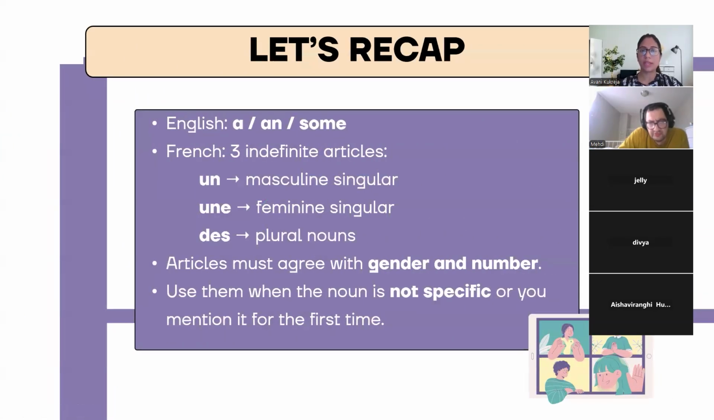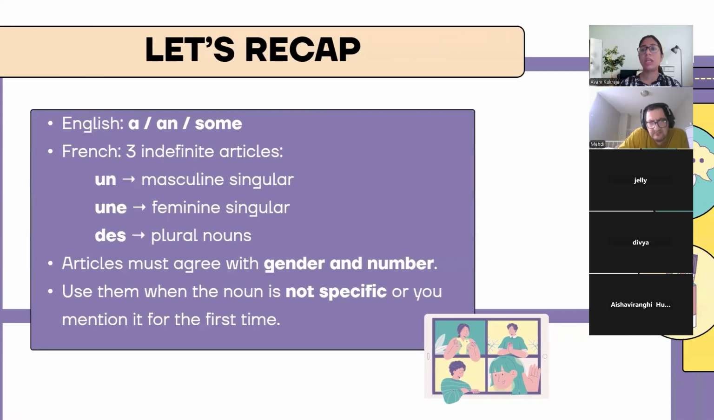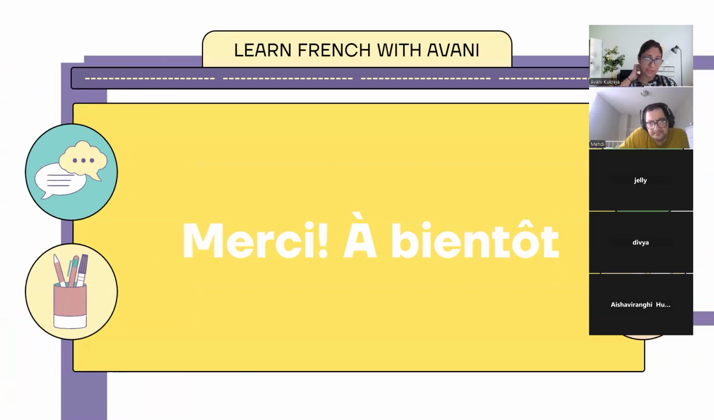Okay. One quick recap. So we did indefinite articles in French today. There are 3 indefinite articles. Un, une, des. Okay. Un is used with nouns which are masculine and singular. Une is used with nouns which are feminine and singular. Des is used with plural nouns.